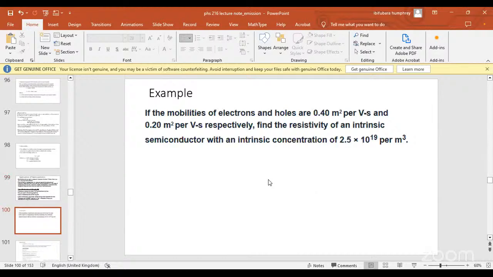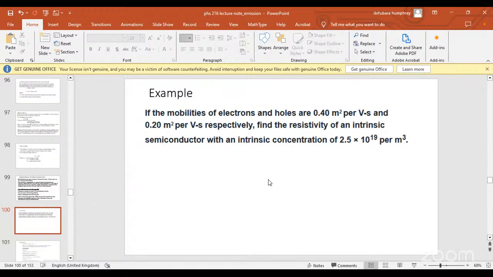So here we have an example. If the mobilities of electrons and holes are 0.4 meters square per volt per second and 0.2 meters square per volt per second, respectively, find the resistivity of an intrinsic semiconductor with an intrinsic concentration of 2.5 times 10 raised to 19 per meter cube.